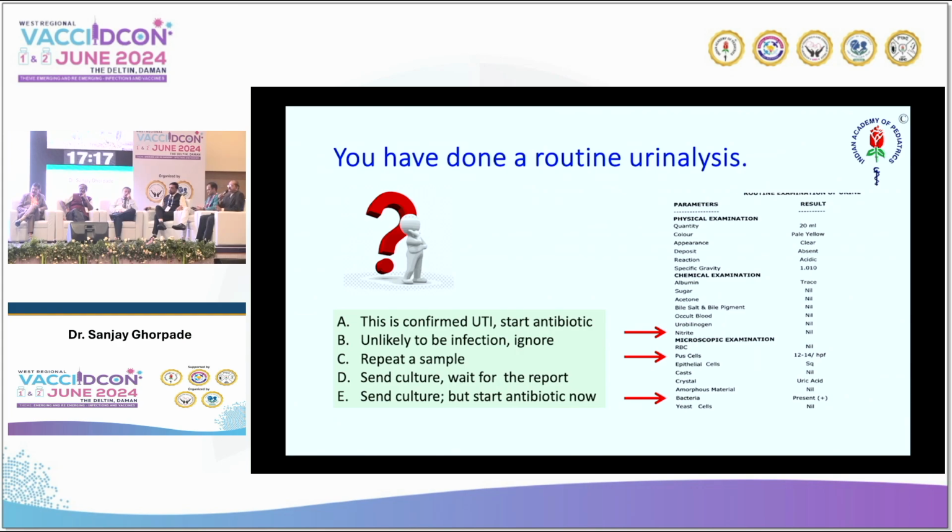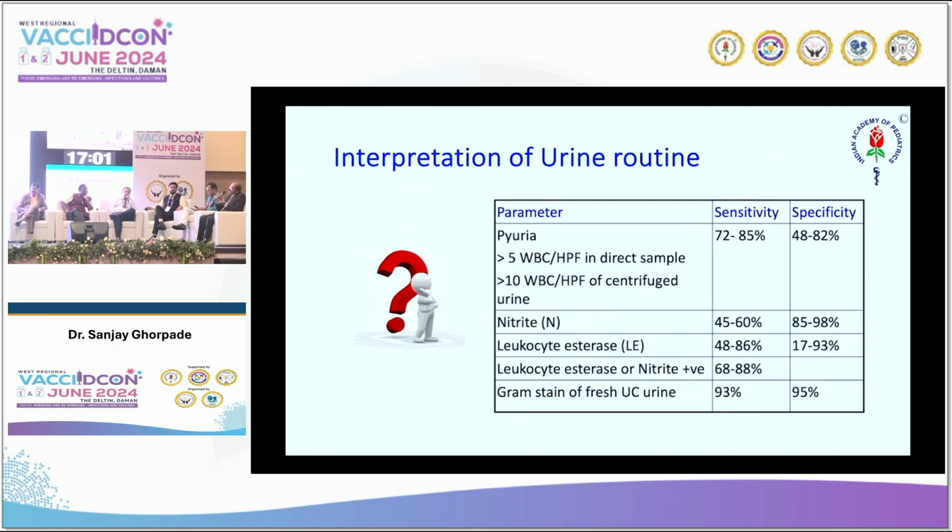Yeah, good afternoon. So the diagnosis of UTI in children below 2 years is very, very important. Here we can see that pus cells are 12 to 14 and bacteria present. But it is not mentioned how it was collected, whether centrifuged or uncentrifuged. Anyway, pyuria, meaning more than 5 WBC per high power field, has 72% sensitivity and 48 to 82% specificity. Merely the presence of WBC may not mean that this could be UTI. That is number one. Merely pyuria cannot be UTI.